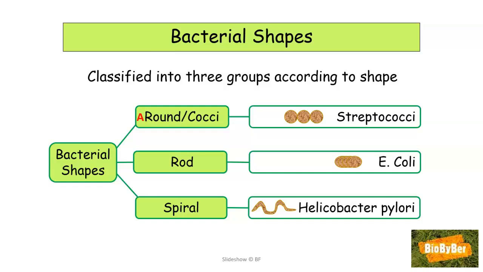The second type of bacterial cell are rod shaped. These are the more tic-tac shaped bacterial cells. An example of a rod-shaped bacteria is E. coli, which can cause food poisoning. Lastly, the third group of bacteria are the spiral bacteria. These have a spiral shape and include Helicobacter pylori, which is found in the stomach and intestines of humans.